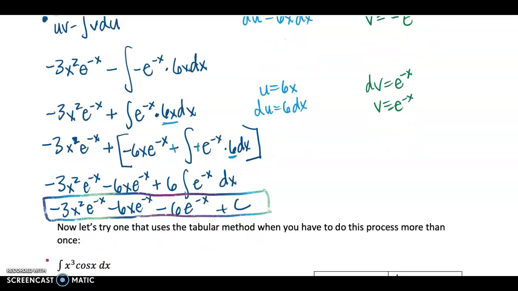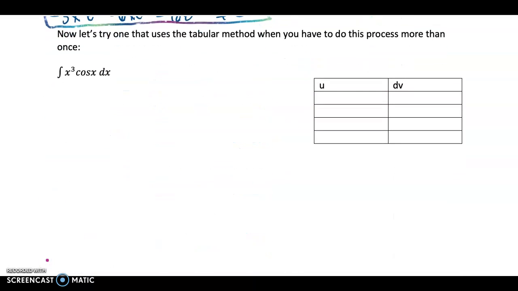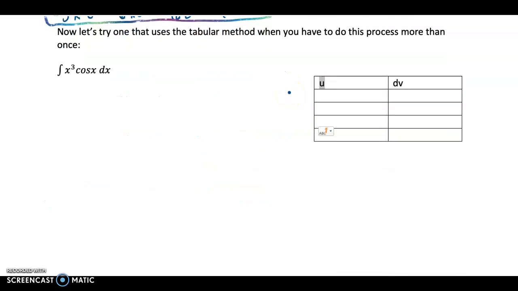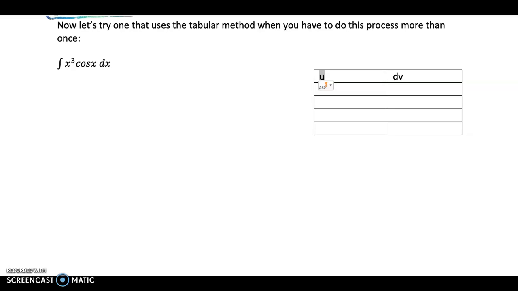Beautiful. Okay, let's try to get this one done here. Now, this tabular method, there's another video on this, so I'm going to go through it somewhat quickly. This is when we have to do, see how I had to do this process twice up here? This is when we have to do it multiple times. So how do I know when I can do it multiple times?